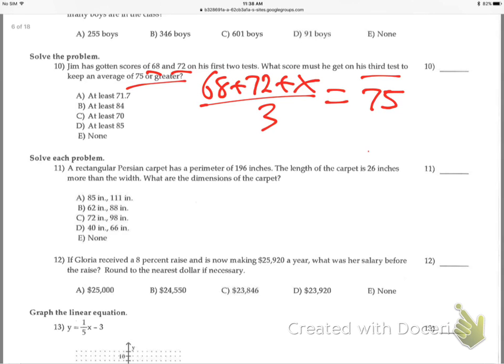Does that make sense? So his first score was 68. His second was 72. What's the third? I don't know. Call it x. The 3 add up, divide by 3 equals 75, right? Put that on your 3x5 card. If you don't have it, put that exact example on your 3x5 card. There's probably an average one on the test today. I don't exactly remember, but sure could be.